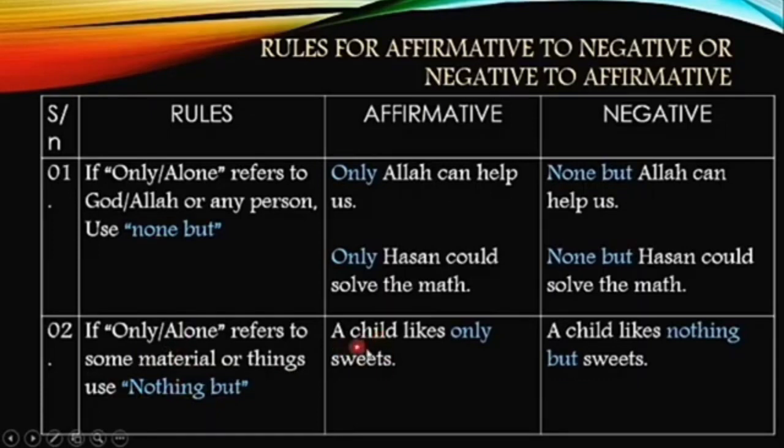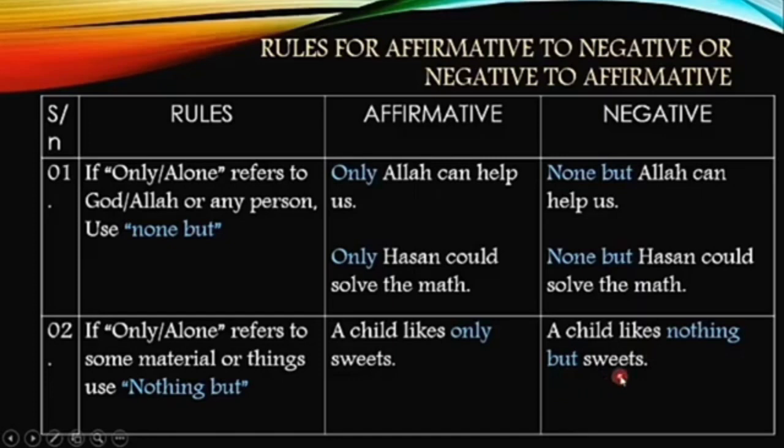For example, a child likes only sweets. A child likes sweets and only sweets. So then, instead of only, we have to use nothing but. The negative form of the sentence is, a child likes nothing but sweets.